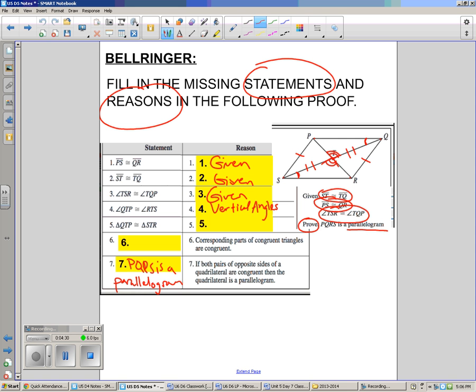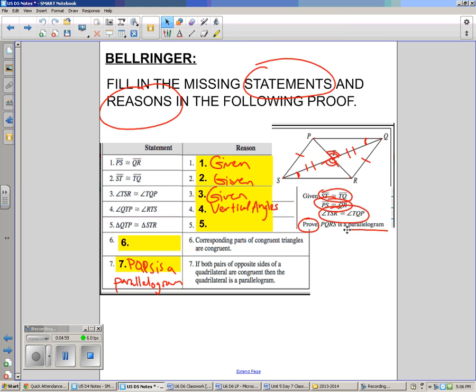Triangle QTP is congruent to triangle STR. Now, this is a triangle congruence statement, so that means we have to use one of the 5 triangle congruence postulates. And Ms. Sanchez mentions that they are SAS, SSS, ASA, AAS, and HL. Let's find out which one we're going to use here.